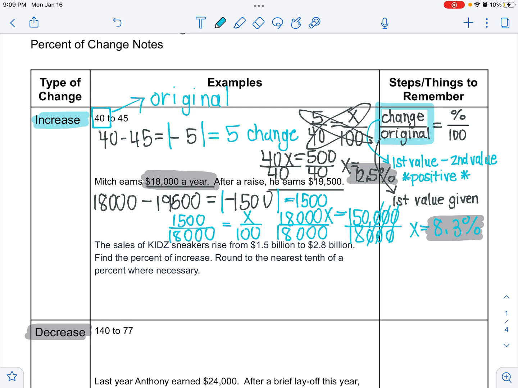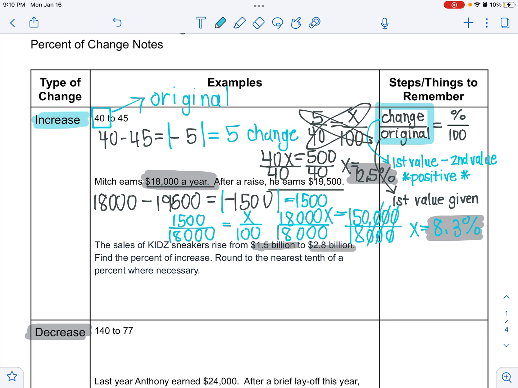All right, last increase problem. You could pause this video, try it on your own, and then come back to it and see how you did. All right, so the sales of kids' sneakers rise from 1.5 billion to 2.8 billion. So we have our 1.5 and our 2.8.